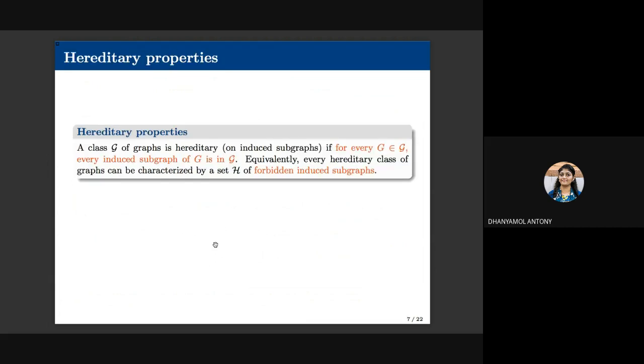Consider the hereditary properties of graphs. A class script G of graphs is hereditary if for every graph G belongs to script G, every induced subgraph of G is also in script G. Or equivalently, we can say that every hereditary class of graphs can be characterized by a set script H of forbidden induced subgraphs. So graph modification problem with target graph class H-free is like script H contains only one graph. So studying subgraph complementation to H-free graphs can be considered as the first step towards understanding the complexity of this problem for hereditary properties.